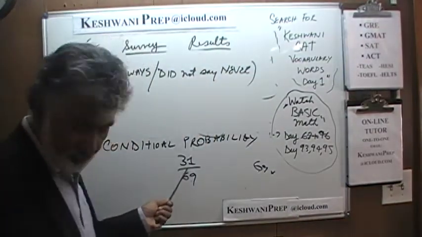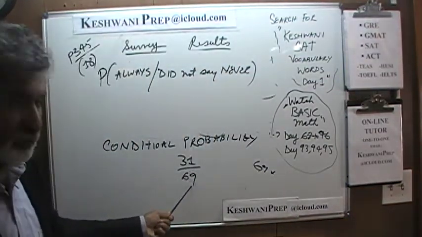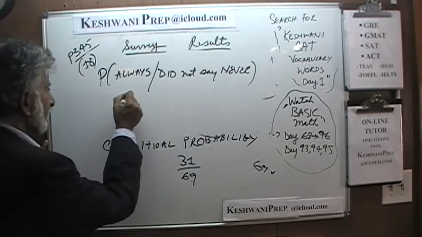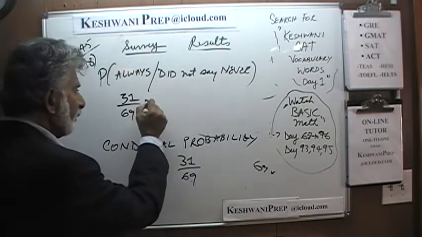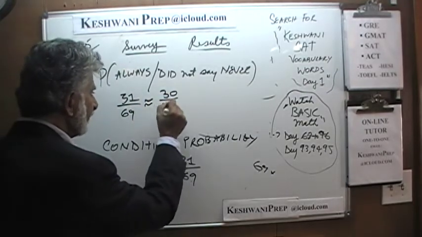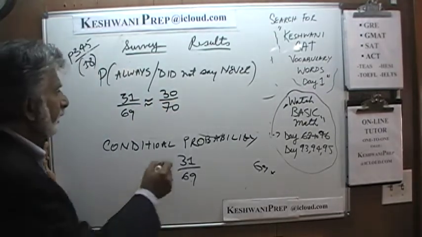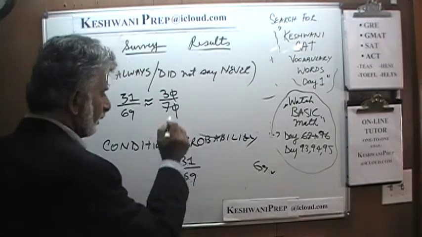And that was 31% that they saw in the table out of a total of 69. That's what we want to find out. 31 over 69, and this is where approximation is going to come in. So I'm going to approximate simply as 30 over 70. Stay with me in the story. That becomes 3/7.